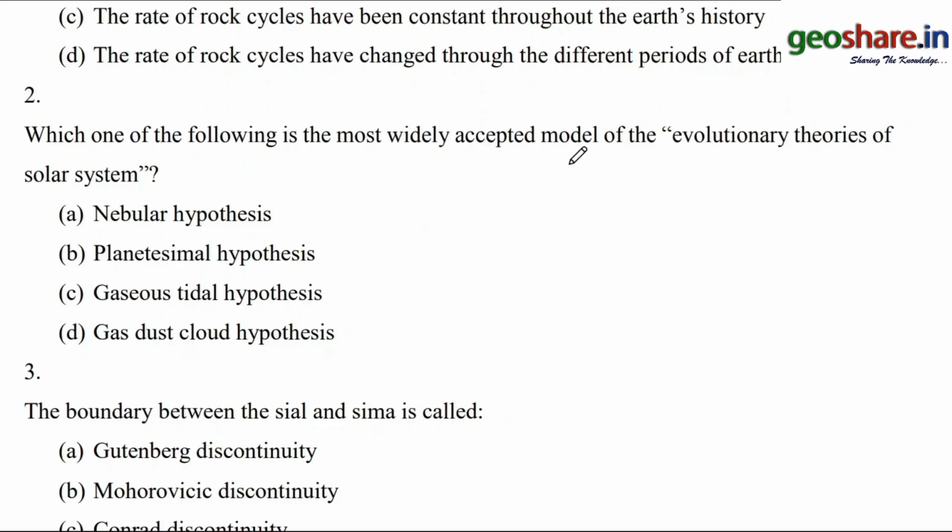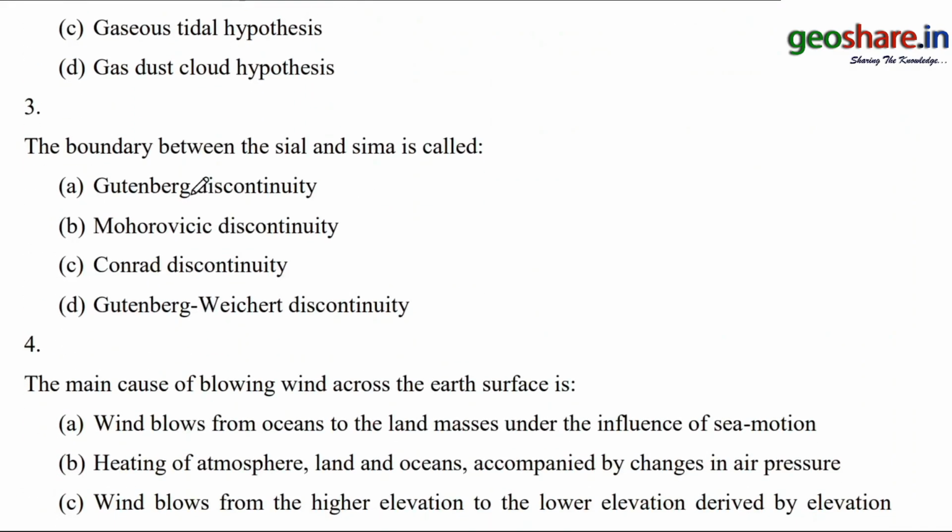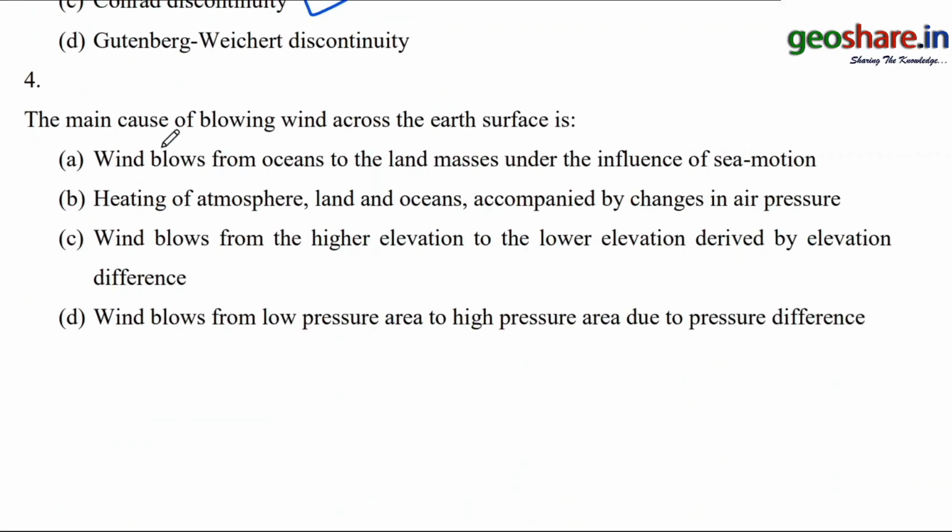Which of the following is the most widely accepted model of the evolutionary theories of the solar system? Nebular hypothesis. The boundary between the Sial and Sima is called Conrad discontinuity. The main cause of blowing wind across the Earth's surface: heating of atmosphere, land and ocean accompanied by changes in air pressure.